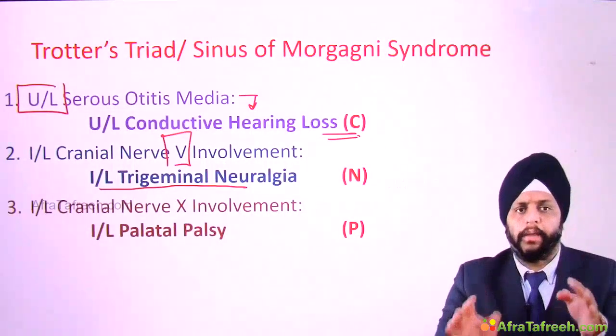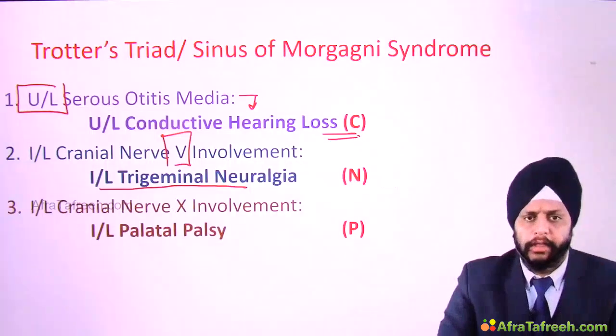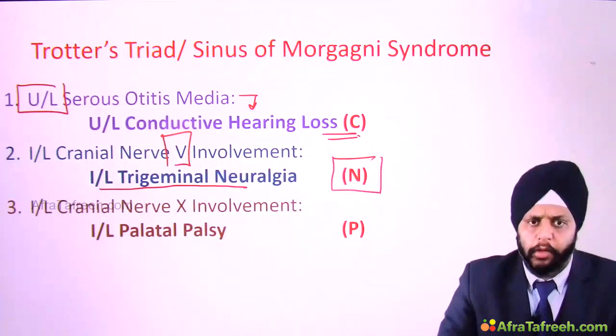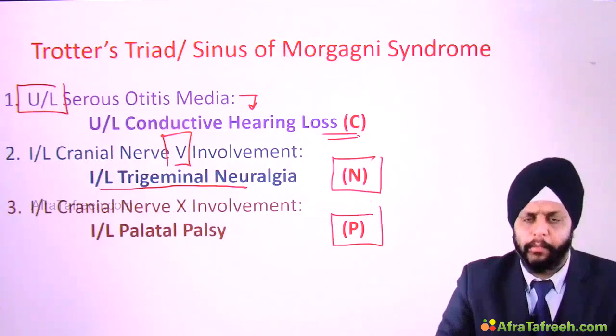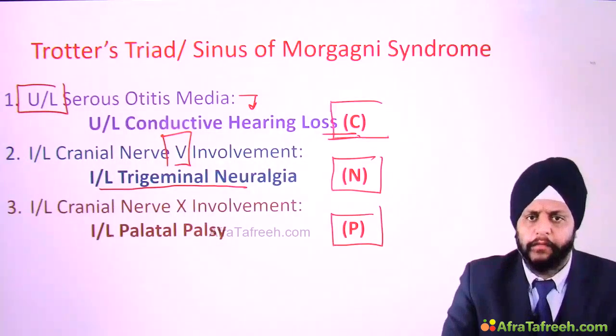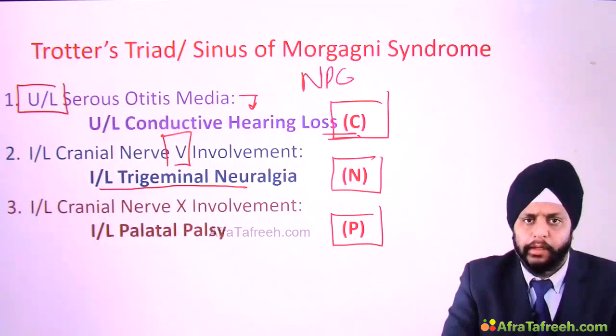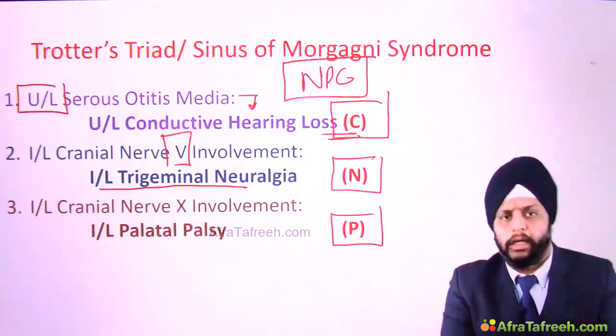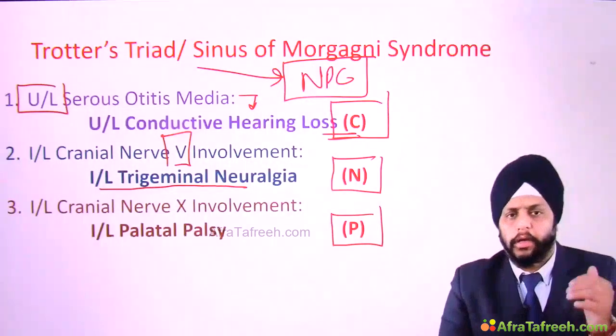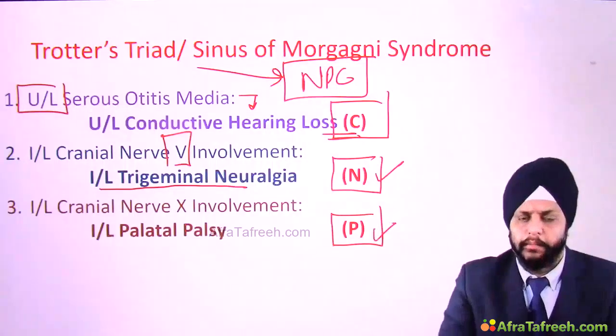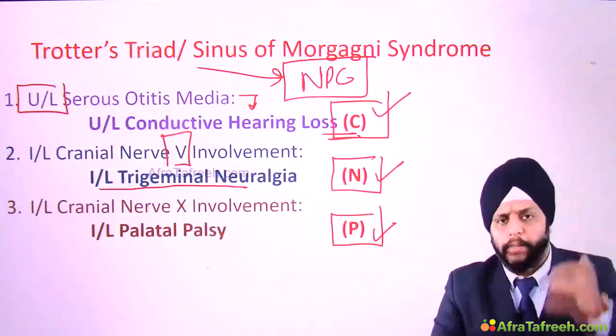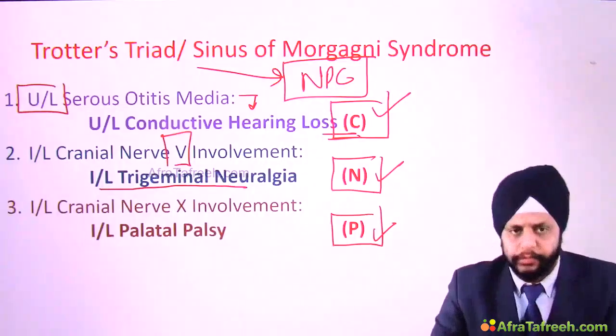Okay, now how to remember the Trotter's triad? Very easy. We have N for neuralgia, P for palatal palsy, C for conductive hearing loss. So we say NPC. So remember, Trotter's triad is seen in NPC. The components are also NPC: neuralgia, palatal palsy, conductive hearing loss.